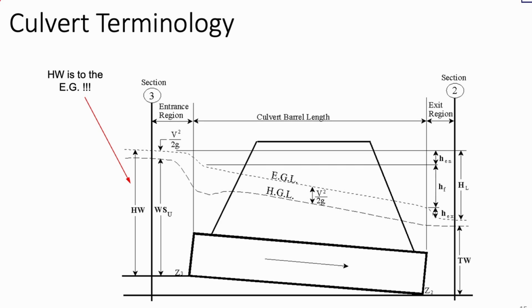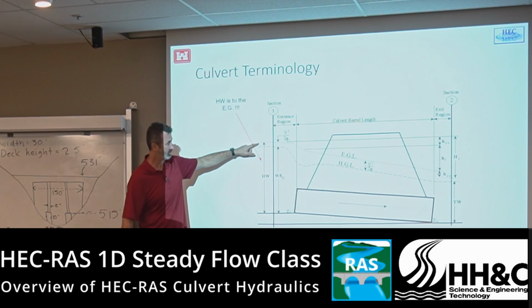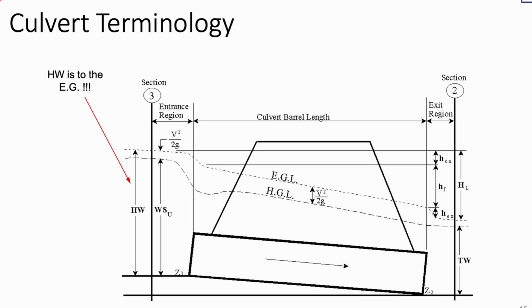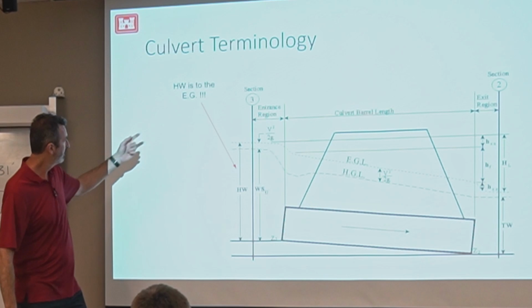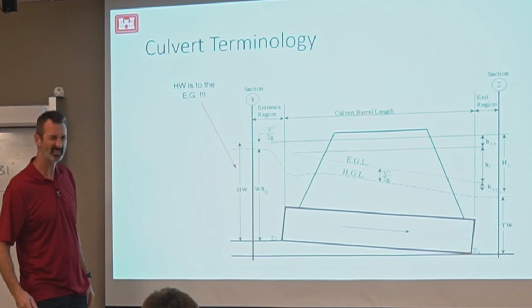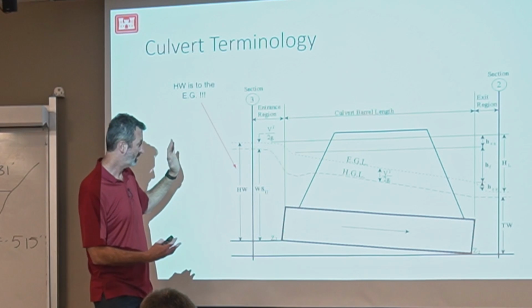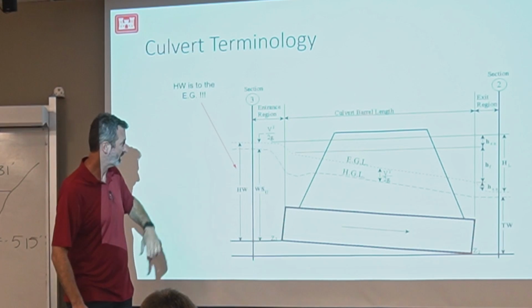Here's some more terminology and a red line with a note that has 3 exclamation points. What it says is that this thing that goes from the ground up to the dotted line is the energy grade line. We're going to call that the headwater for the purpose of culvert terminology. Kind of wish they hadn't done that, but here we are. So it says headwater is the energy grade line. This is the same thing that happened with weir flow too. When you see something in the equations or diagrams that talks about headwater, then that's what it's talking about.